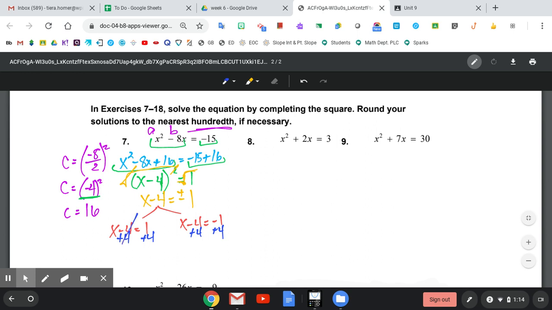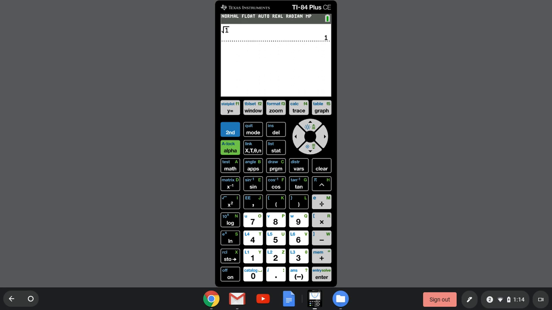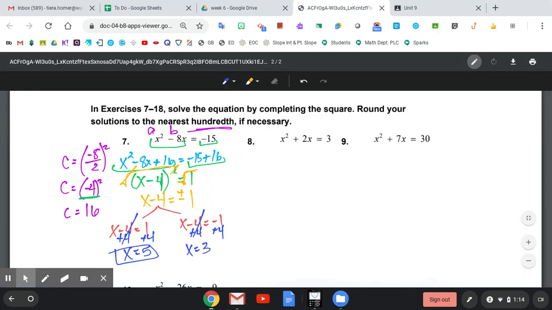So on this first equation, we're going to get x equals 1 plus 4 is a 5. So one solution is going to be a 5. Our second equation, we added the 4. We get a negative 1 plus a 4. Again, if you can't do those negatives, go to your calculator. Negative 1 plus 4 equals a positive 3. So our solutions would be 5 and 3.